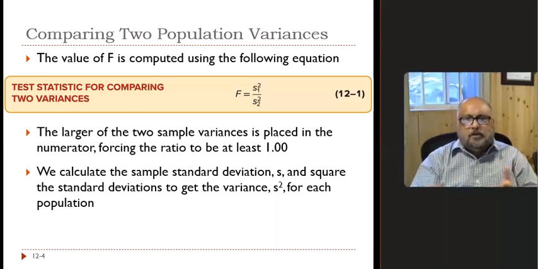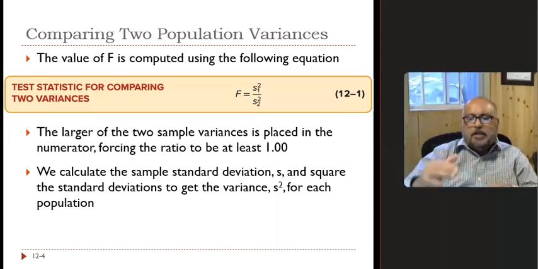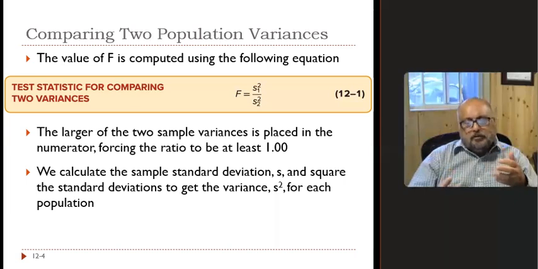So the F ratio is calculated using the larger variance. You always use the larger variance as the numerator and the smaller variance as the denominator. And so the minimum ratio is 1. Basically, the ratio should be at least 1. We already talked about this: standard deviation squared is equal to variance for any population.